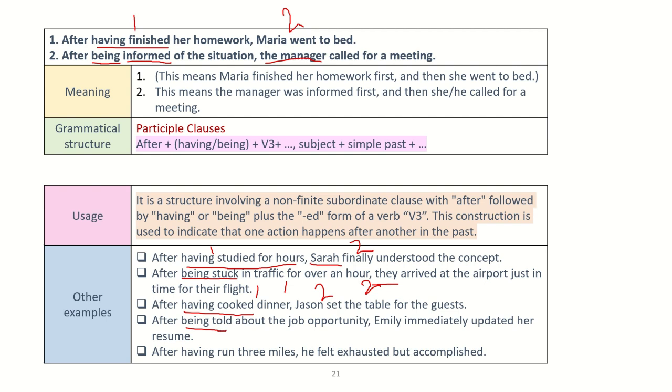After being told, here I have the meaning of passive. It implies passive. Someone told Emily about the job opportunity. It's not Emily herself who told herself about this job opportunity. So after being told about the job opportunity, she, or Emily, immediately updated her resume. After having run 3 miles, he felt exhausted but accomplished. So here action one, here action two.